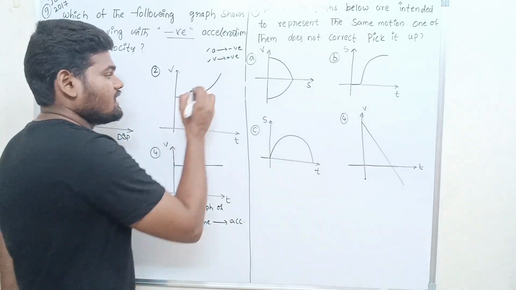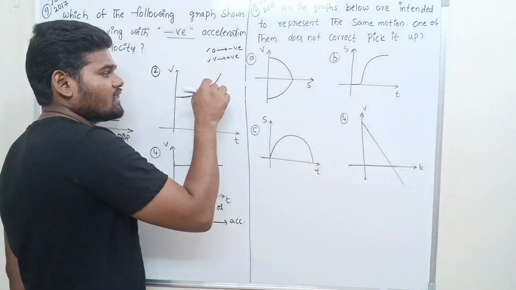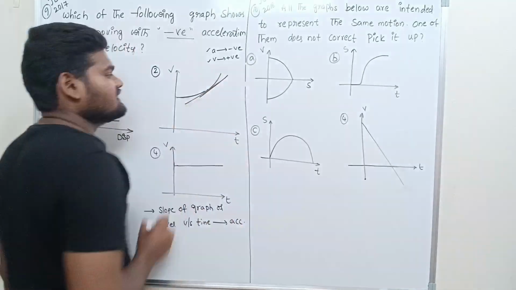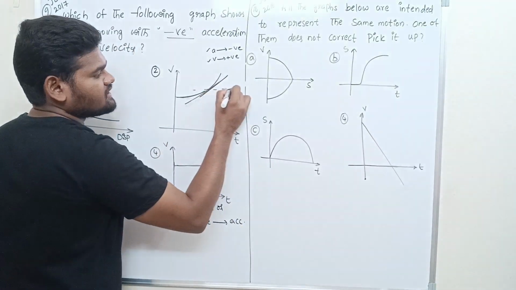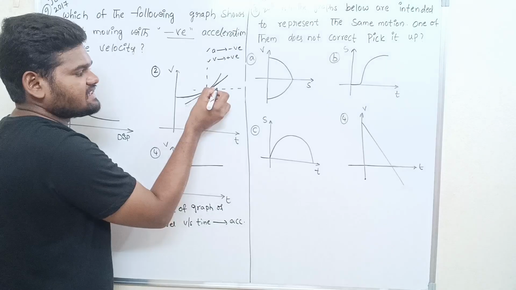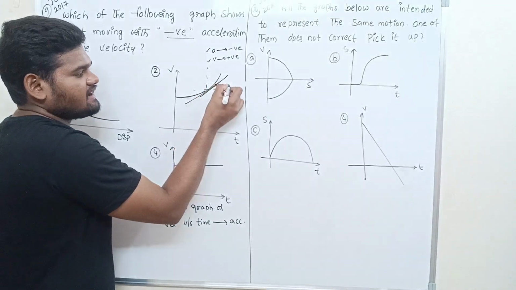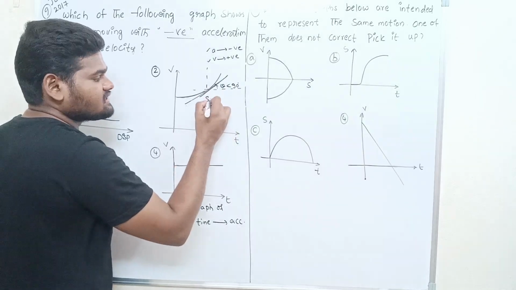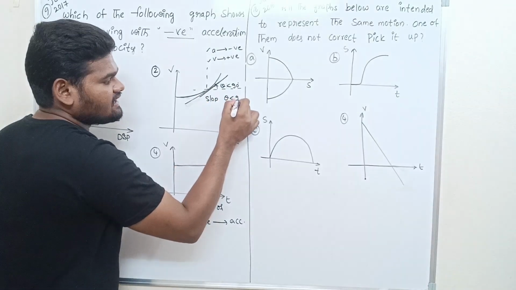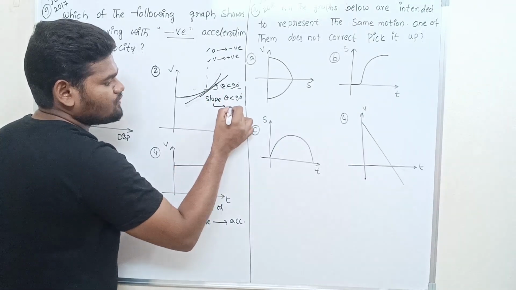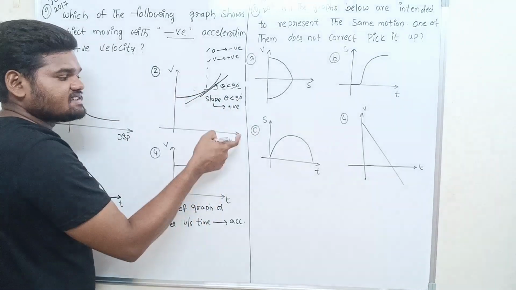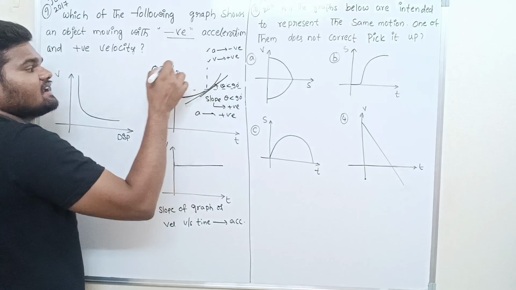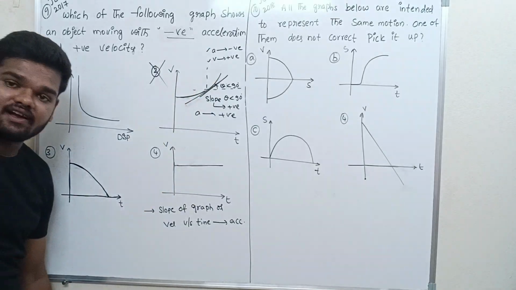Have a look. To find the slope at a point on the given graph, what do we have to do? We have to draw a tangent like this. With respect to the positive x-axis, this angle is less than 90 degrees. If it is less than 90 degrees, then the slope is positive. The slope of the velocity versus time graph gives acceleration, and the acceleration is positive. What they are asking is negative acceleration, so this is a wrong answer.